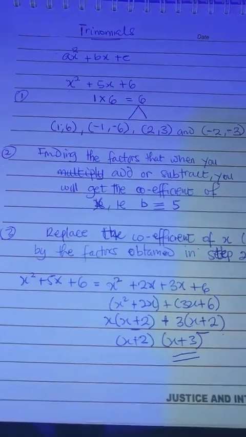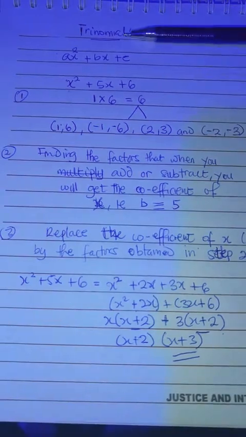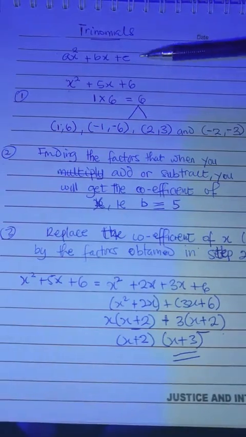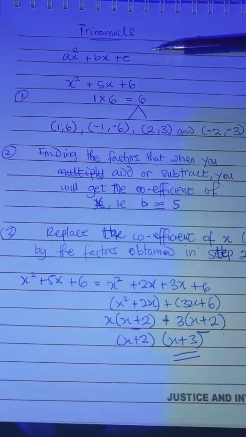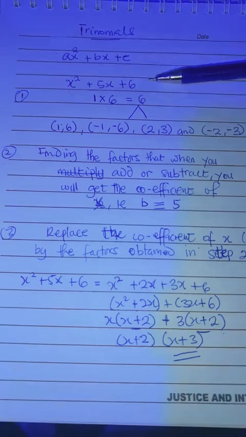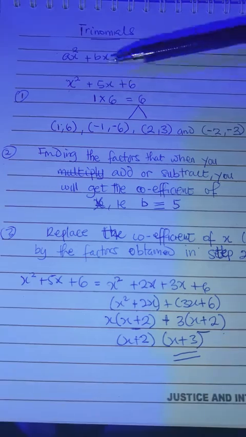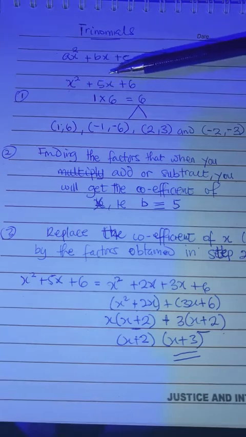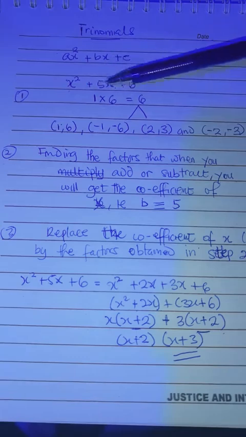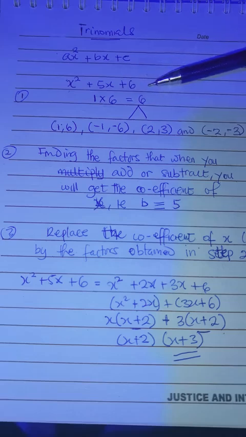So now, listen and pay attention, rapt attention. I have rewritten the whole thing again, giving you the normal rule ax squared plus bx plus c. Now, the example that was given, I've rewritten it again. Sorry. Now, x squared plus 5x plus 6.